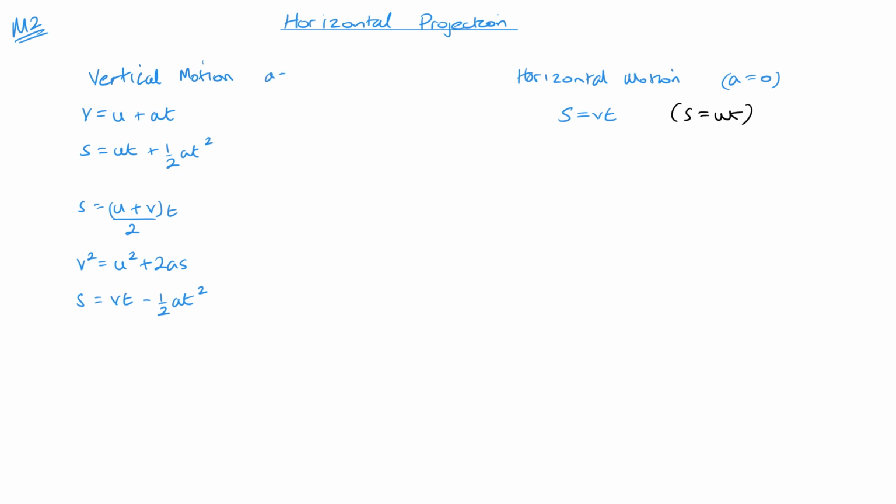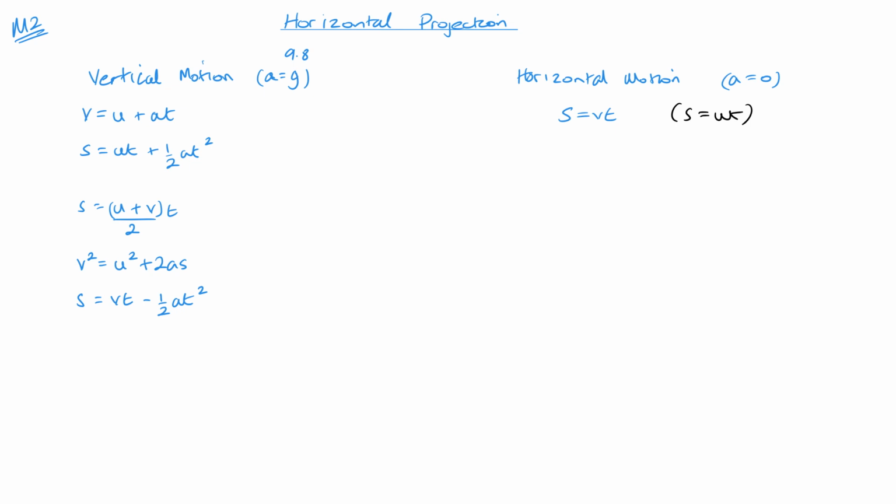So vertical motion acceleration is due to gravity, and remember in maths we tend to use 9.8. I know those who do physics will use 9.81 in general, but in maths we use 9.8. So acceleration due to gravity for vertical motion, acceleration is 0 for horizontal motion, so it's just effectively speed equals distance over time.